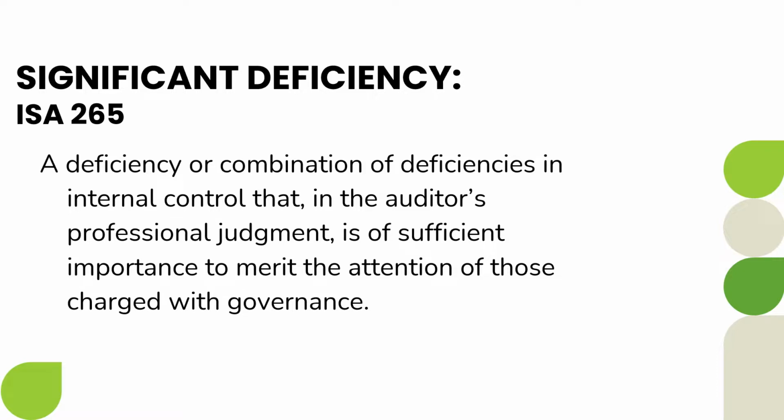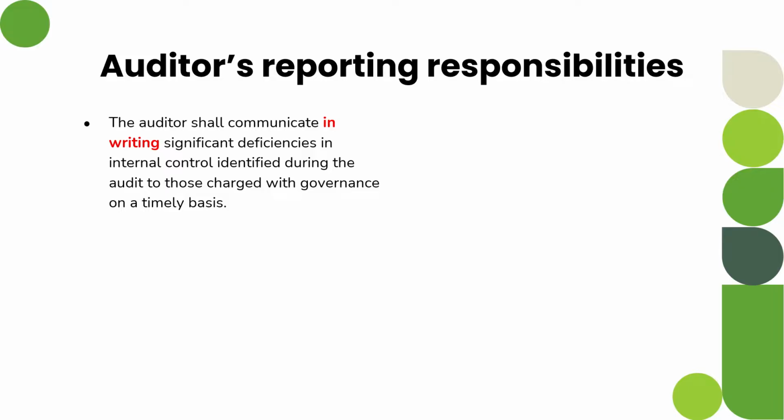So looking at ISA 265 as well, we get to define what is a significant deficiency. And in a few seconds from now, you'll get to realize why it's significant for us to know what's a significant deficiency. But significant deficiency refers to a deficiency or a combination of deficiencies in internal control that, in your professional judgment, is of sufficient importance to merit the attention of those charged with governance. In other words, it's a significant deficiency if you believe that this is something that TCWG or those charged with governance should know.